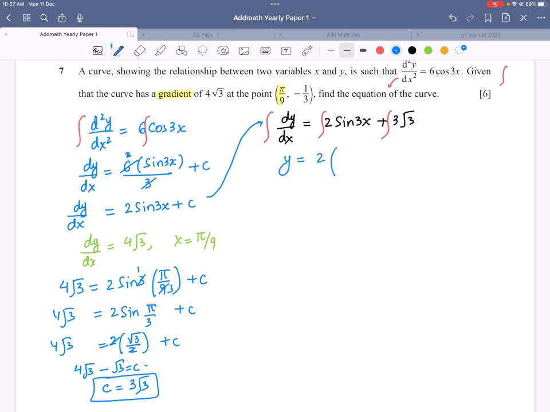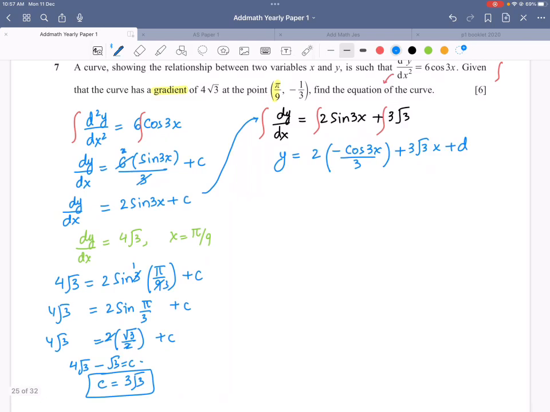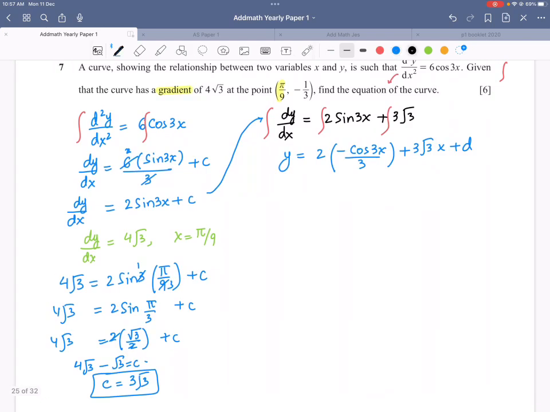The integral of sin 3x will be minus cos 3x over 3, plus 3 root 3x, and then a constant d, because we had already used c in the previous part. Now we need to plug in the values for x and y. So x is pi over 9 and y is negative 1 over 3. We need to plug in the values.